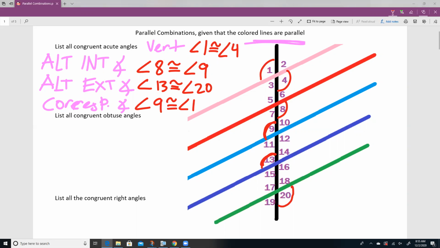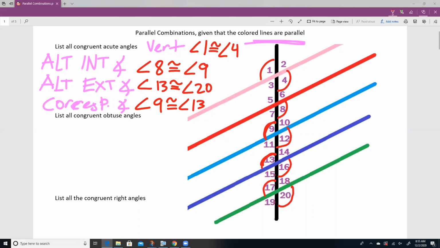Now, you'll also notice that I picked all the obtuse angles when I was doing this exercise. I guess I have skipped over 16 and 17 and 12. But all those obtuse angles marked in red are also congruent to each other. So angle 1 is congruent to angle 20, angle 4 is congruent to angle 9. All of those obtuse angles are congruent to each other.